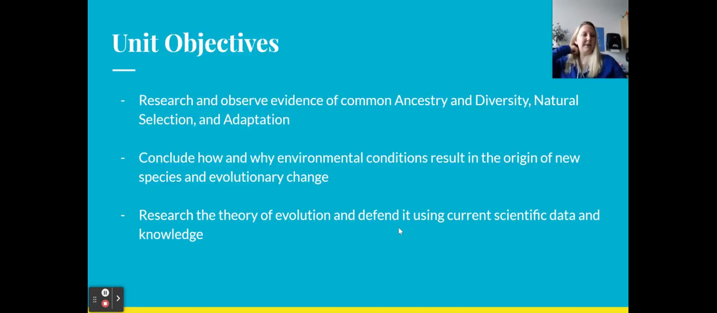So with a new unit comes new objectives. First is to research and observe evidence of common ancestry and diversity, such as natural selection and adaptations. Conclude how and why environmental conditions result in the origin of new species and cause evolutionary change. And lastly is to research the theory of evolution and defend it using current scientific data and knowledge.